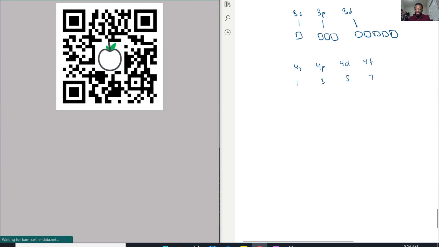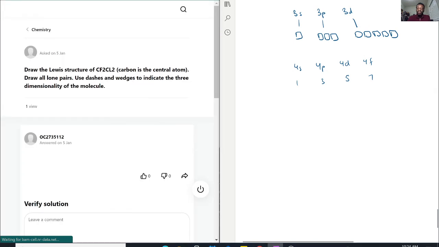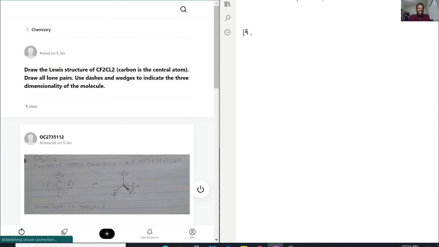And now for question number 19. We have, draw the Lewis structure of CF2Cl2, and we want to draw all the lone pairs, and we want to use dashes and wedges to indicate the three-dimensionality of the molecule. So there you can kind of see the answer already, but the dashes and wedges would actually be based on what type of molecular geometry we end up having. Okay? So with that being said, CF2Cl2, Lewis structure. Okay?